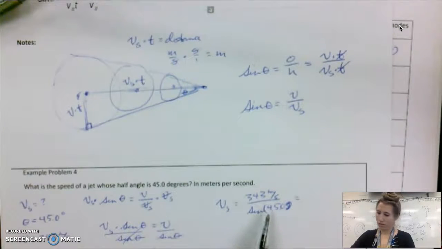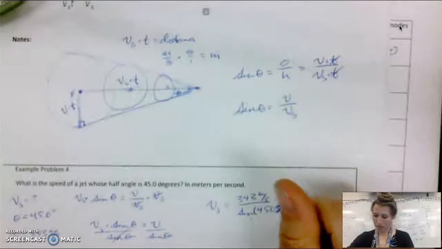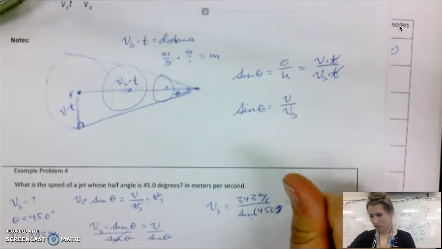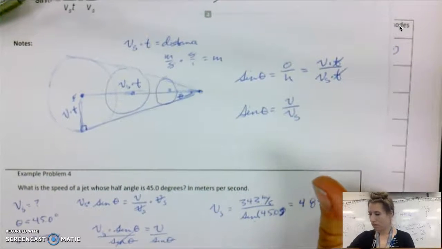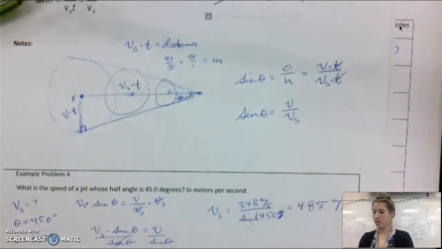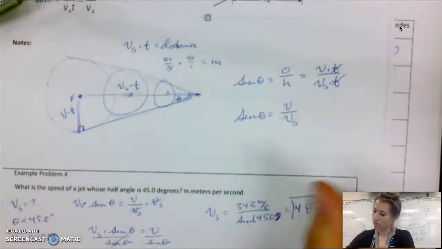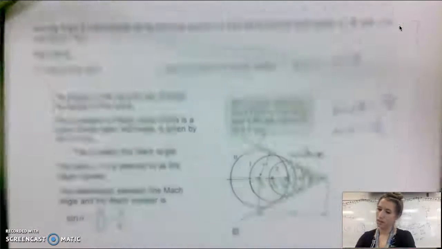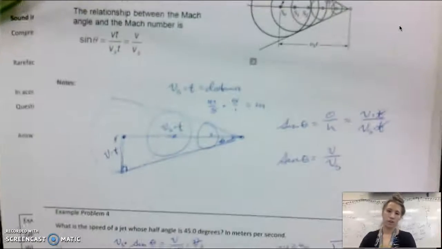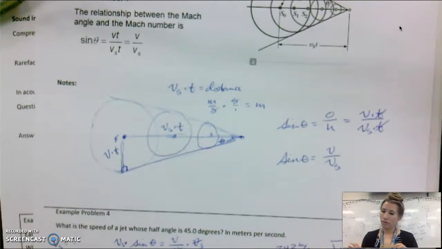Three significant figures, so we have 485 meters per second. Okay, so that wraps up lecture for learning targets number 2 and number 3.